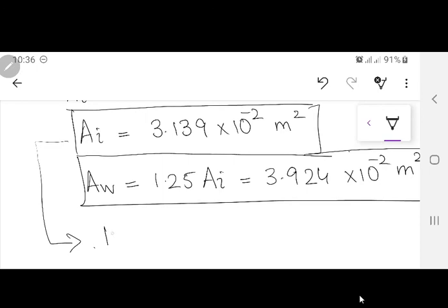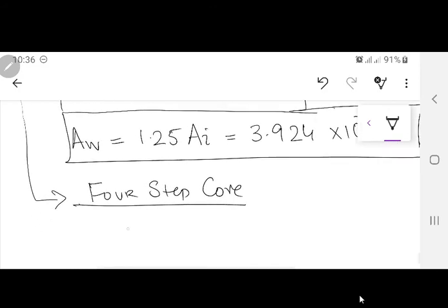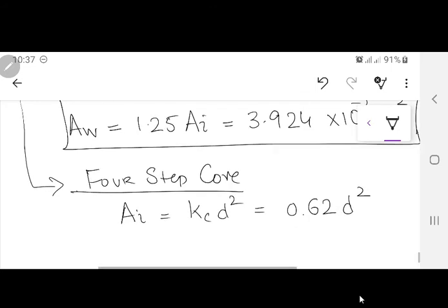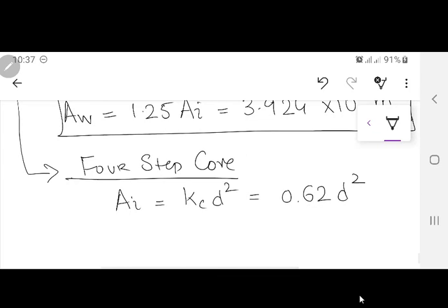So if you are using a four-step core, then the factor over here, let me write it down, Ai is equal to Kc D square. This factor for a four-step core is equal to 0.62 D square. I am taking this from the table. So over here Ai is equal to Kc D square, this is 0.62 D square.